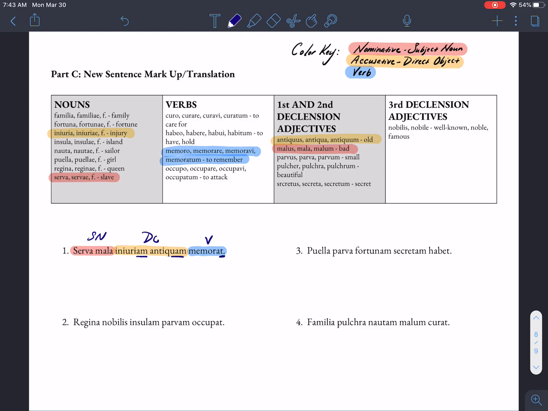So this is your markup. If you'd like, you can pause this video now, write out your translation here, and then resume, and we'll go through the markup of number 2. Next week we'll review these translations together, just like we did this week.